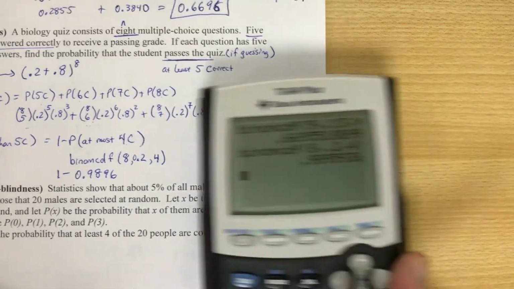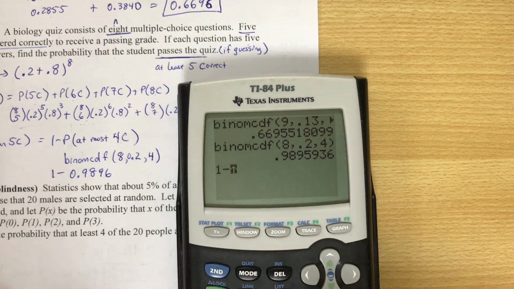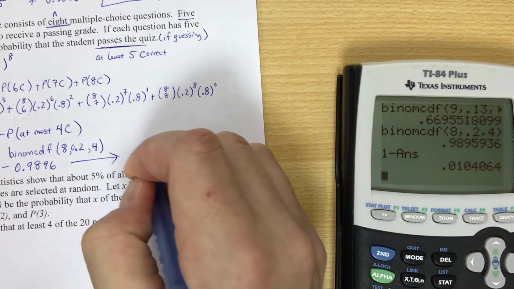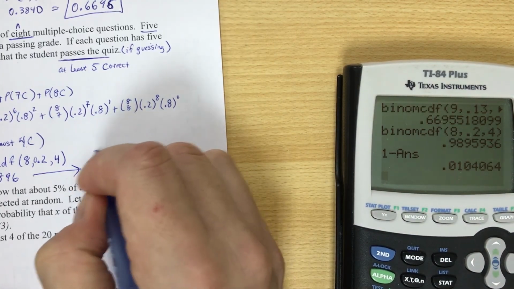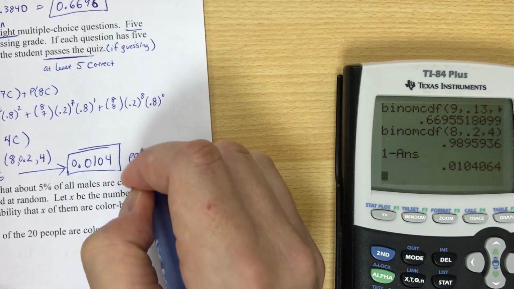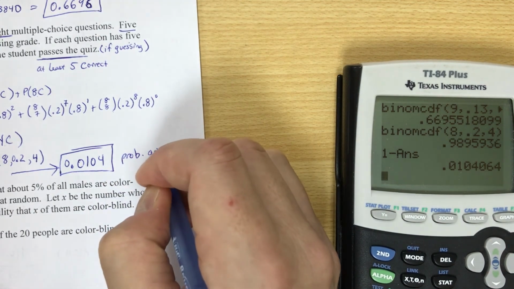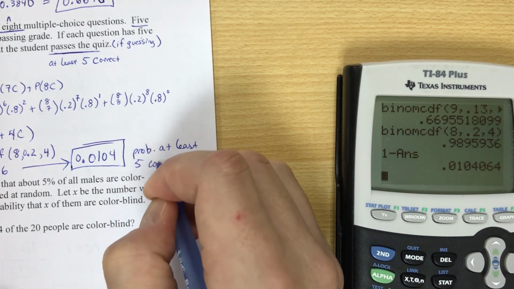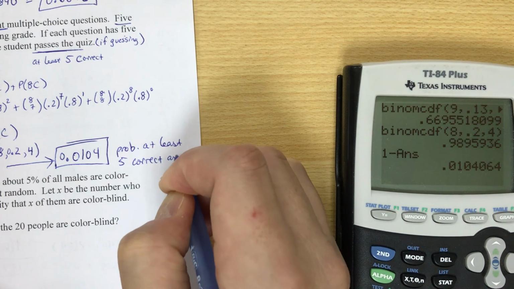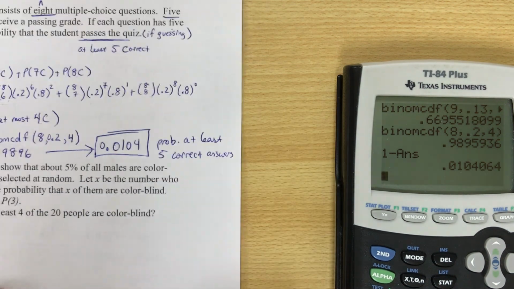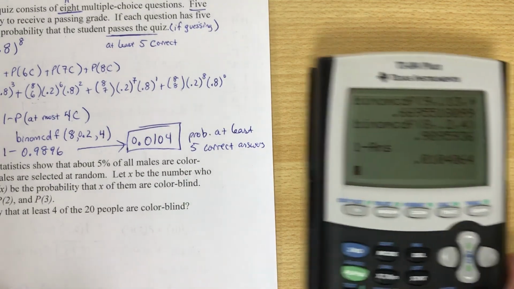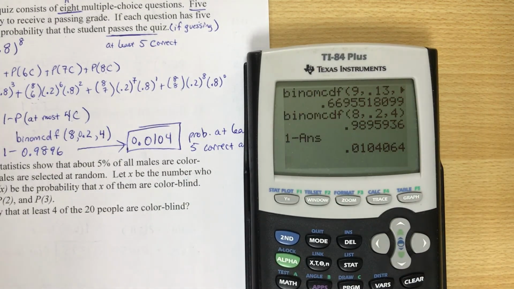It's 1 minus that. So if we subtract, we get 0.0104. That is the probability that we guess and we get at least 5 correct answers. So we have a 1% chance of passing if we're randomly guessing. So the moral of the story is we don't want to randomly guess. And that's the end of part 2.